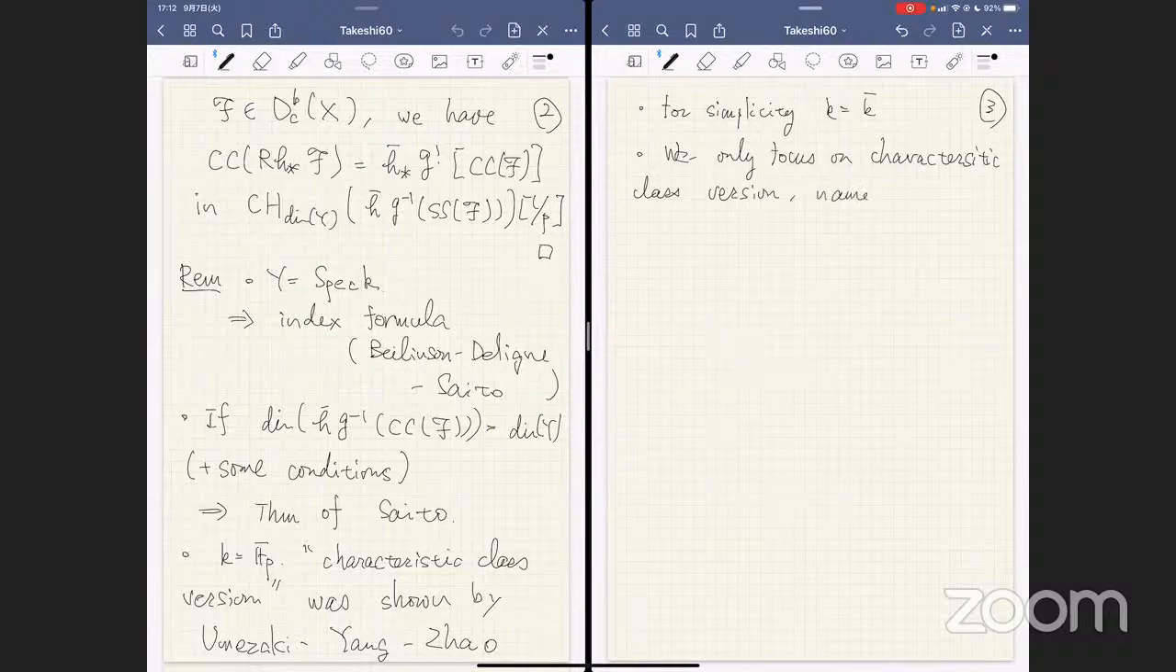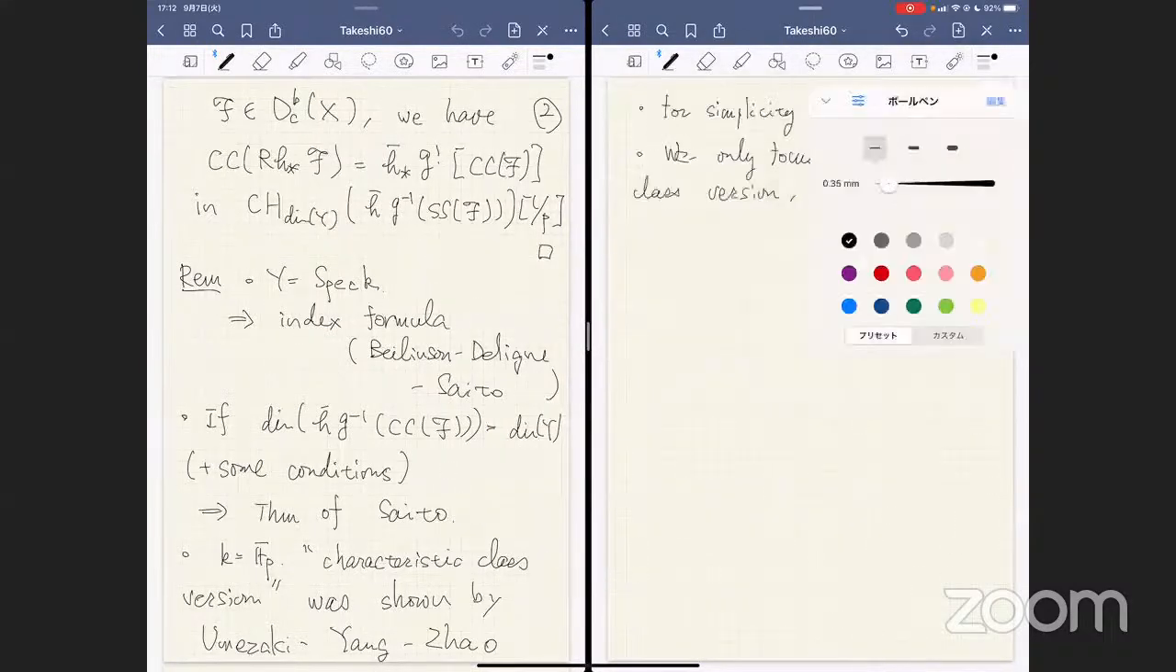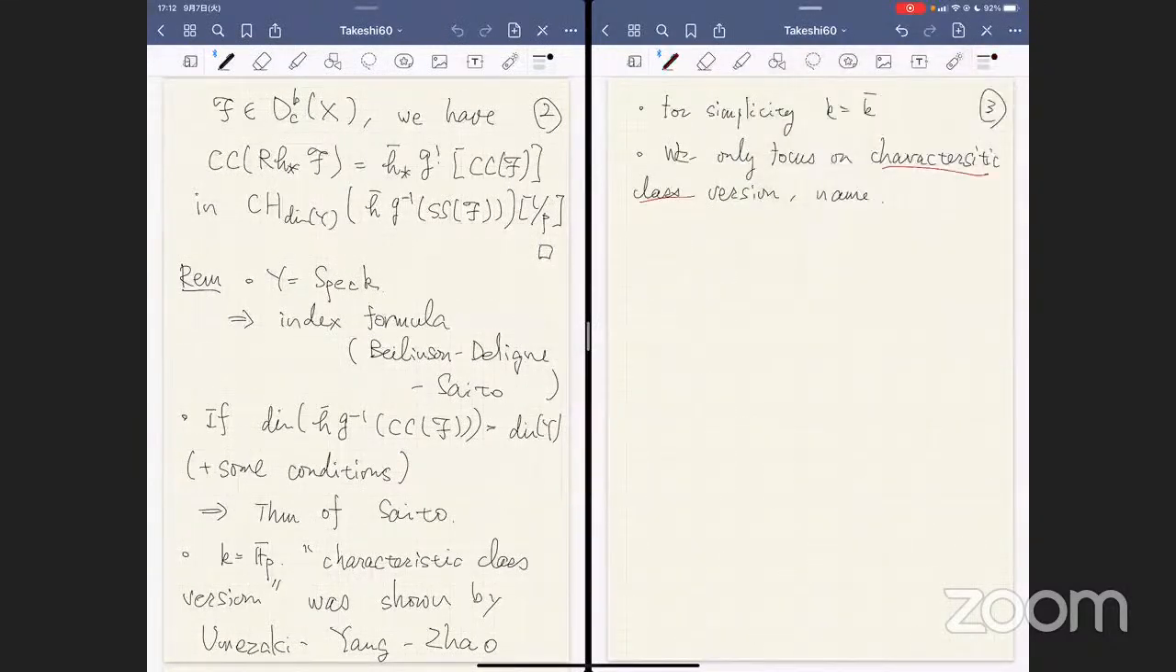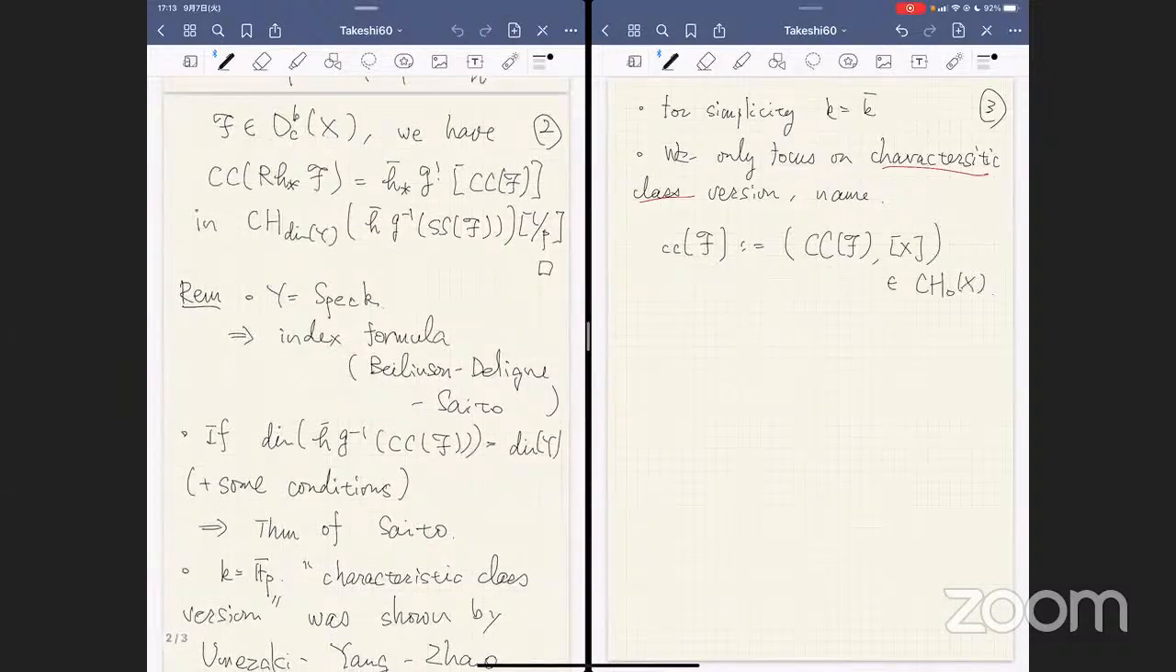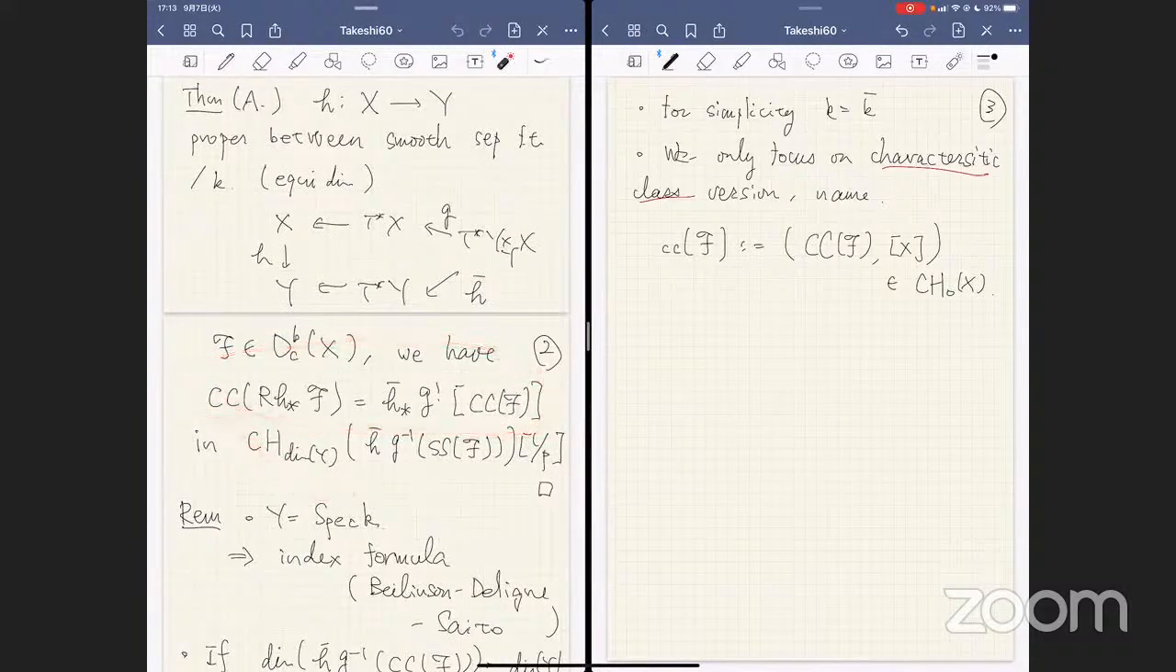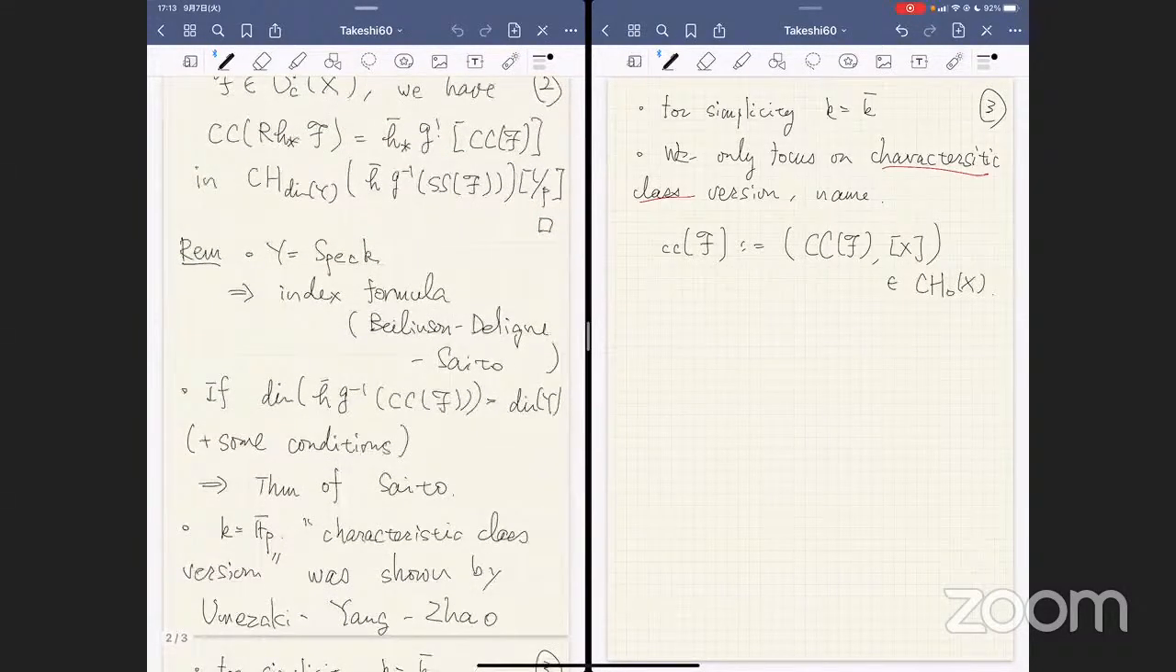Namely, what does it mean by characteristic class? This means that I denote by small cc of F, by definition, the characteristic cycle intersected with the zero section. So this guy is defined in Chow zero of X. And then the push forward formula, this equality, can be written much simpler, namely cc of R h lower star F is just the same as h star of cc of F. And I will show this equality inside Chow zero of Y with 1 over p.